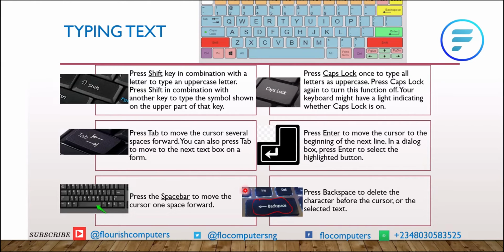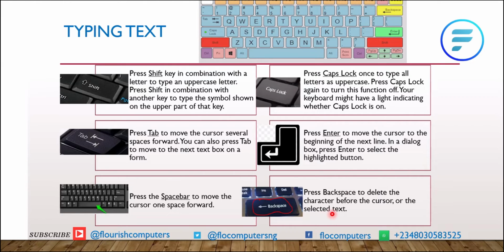Now let's talk about the backspace key, which is this key down here. If you press the backspace key, that is to delete based on the position of the cursor. It will delete backward. If your cursor is in a particular location and you need to delete backward, you use the backspace. If you need to delete forward, you use the normal delete key on your keyboard.